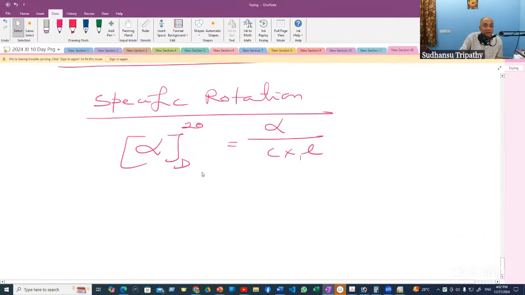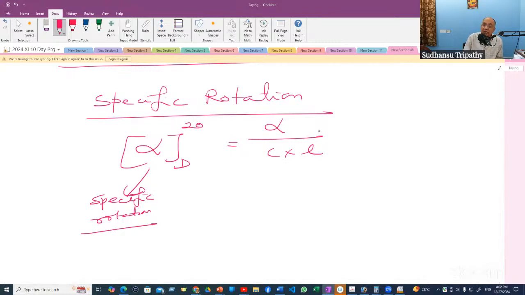And what is alpha? This is the specific rotation, which is fixed for a given compound, a given enantiomer. Alpha is the optical rotation. You have been given a solution, maybe 2 molar, maybe 1 molar, maybe 0.1 molar, you don't know. So whatever solution is given to you, you put it in the polarimeter and you get this optical angle of rotation.